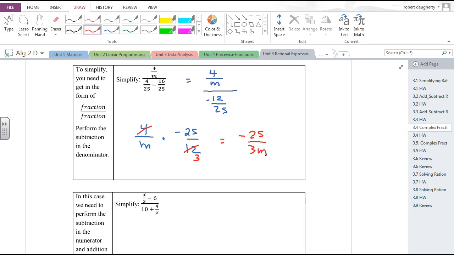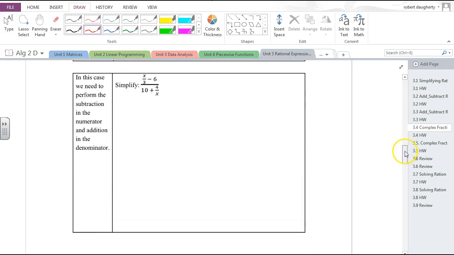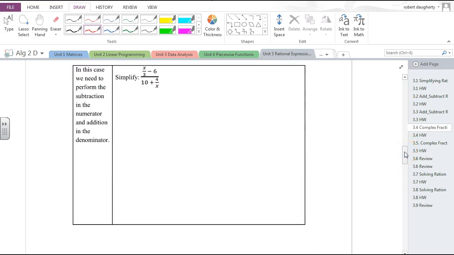So the goal in all of the complex fractions is to do whatever you need to do with the numerator and the denominator to get one fraction divided by one fraction, and turn that problem into a multiplication problem. Now, let's start to look at things that look a little bit like this, okay?